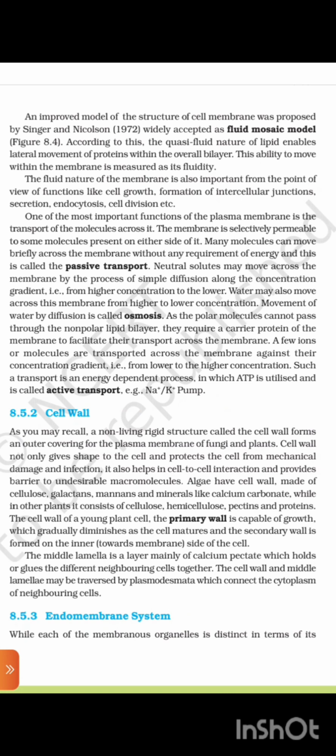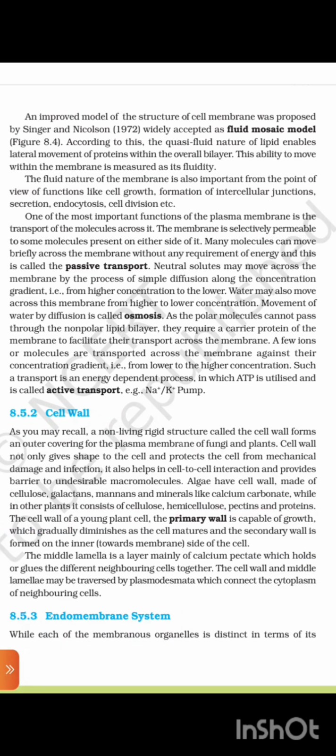8.5.2 Cell wall. As you may recall, a non-living rigid structure called the cell wall forms an outer covering for the plasma membrane of fungi and plants. The cell wall not only gives shape to the cell and protects the cell from mechanical damage and infection, it also helps in cell-to-cell interaction and provides a barrier to undesirable macromolecules. Algae have cell walls made up of cellulose, galactans, mannans, and minerals like calcium carbonate, while in other plants it consists of cellulose, hemicellulose, pectin, and protein.